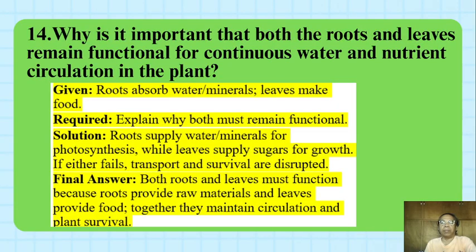So solution: roots supply water and minerals for photosynthesis, while leaves supply sugars for growth. If either fails, transport and survival are disrupted. Final answer: both roots and leaves must function because roots provide raw materials and leaves provide food. Together, they maintain circulation and plant survival.